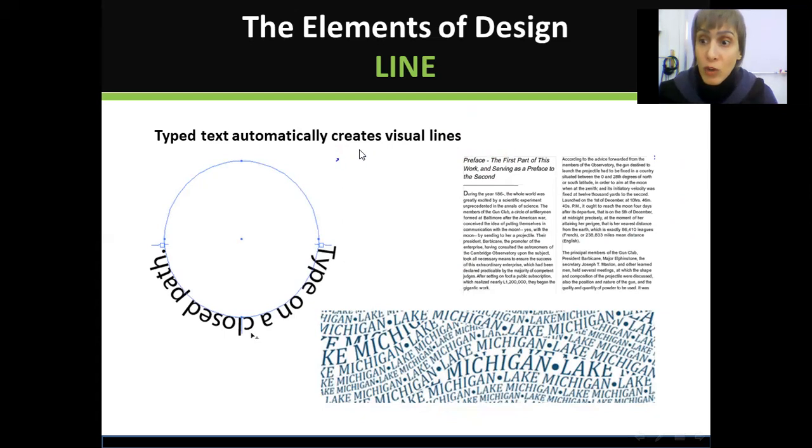Typed text automatically creates visual lines. What do we mean here? When we have text, you see this is text. It's clearly text. But when you see it from a distance, you actually see lines. So this text, when I look at it from a distance, I see horizontal lines. So text can be used to create lines or make us feel that we are seeing lines. This is not a line, but it looks like a horizontal line.